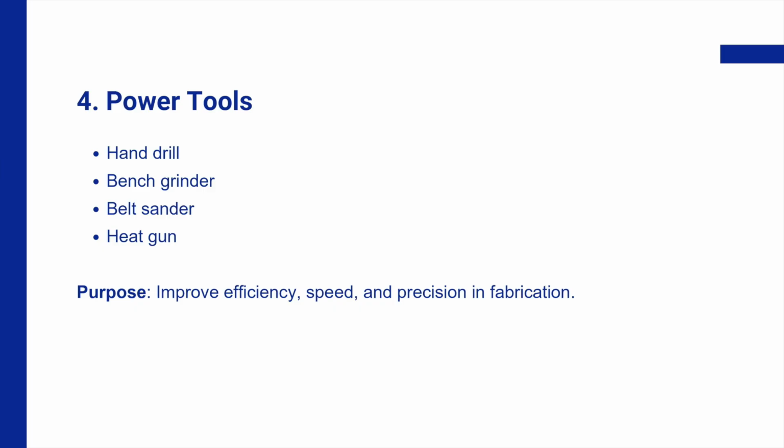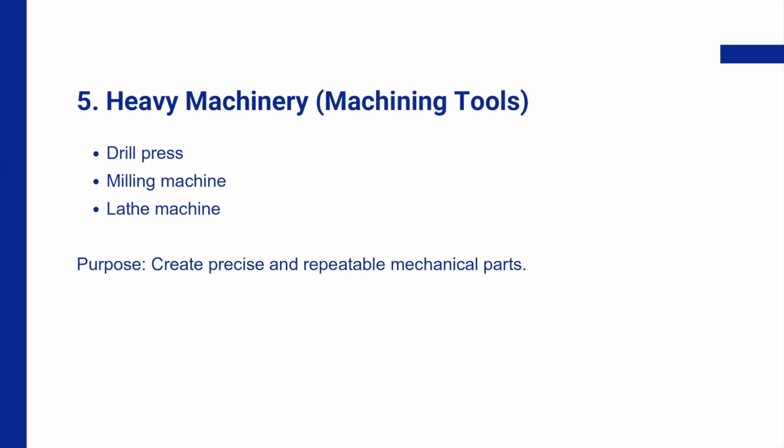Heavy machinery, also known as machining tools, are precision machines used to fabricate accurate and repeatable mechanical parts. For example, the drill press. If you enter the machining room, you will find a drill press. The milling machine you cannot find in our lab; in the mechanical lab, they have a milling machine and also a lathe machine.